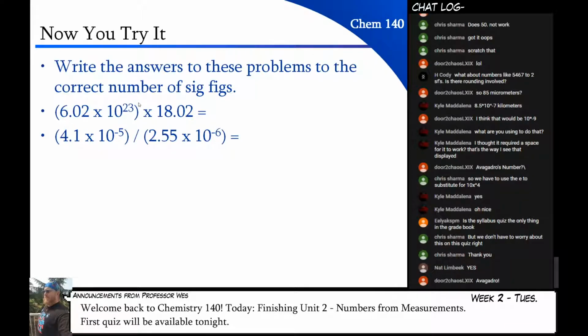So be somewhat comfortable with scientific notation. And if you have any questions about it, let me know. I don't think that anybody will have a serious issue with scientific notation, though, which is why we're just kind of brushing over it.